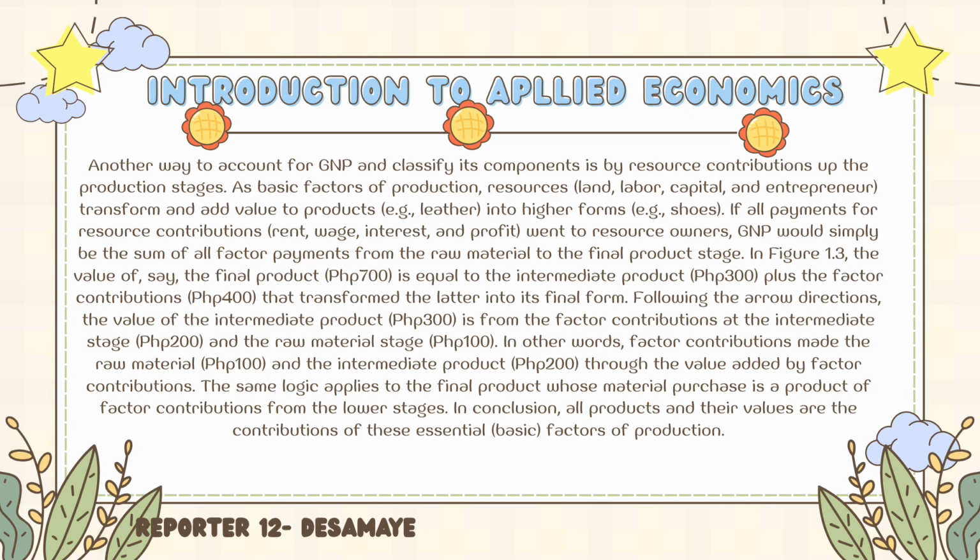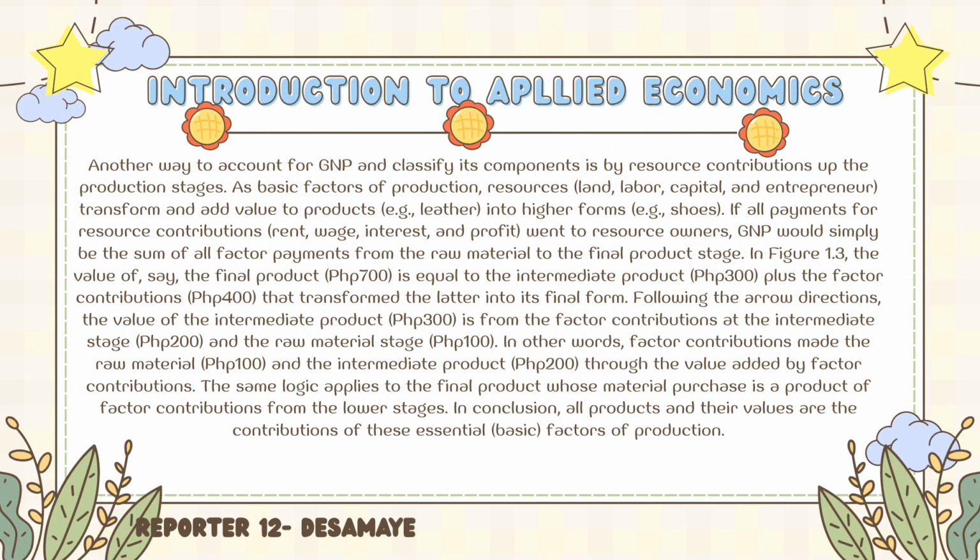So these factors, land, labor, capital, and entrepreneurship, are the key ways to increase value because of their contributions. For example, a raw material may cost 100. After processing, it becomes an intermediate product worth 300. Finally, it turns into a finished product worth 700.